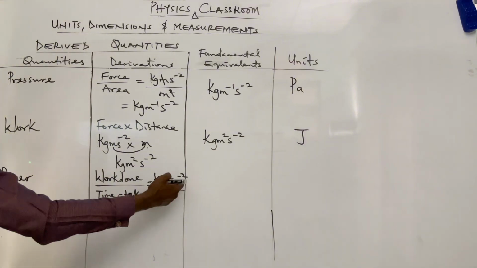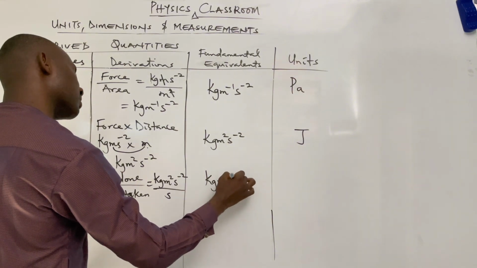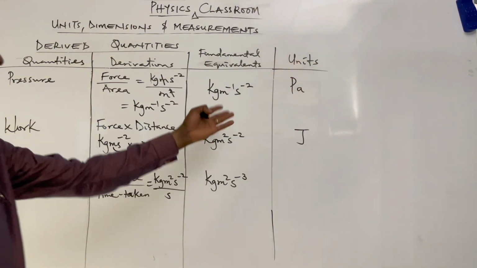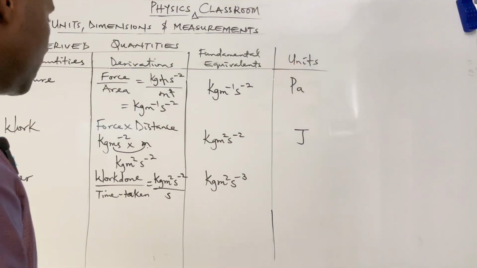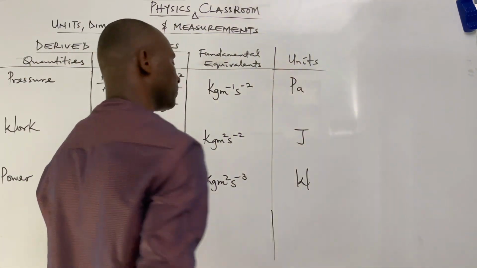So when this one comes up, we'll be having kg meter square second raised to the power of -3. And the universally accepted units for power is watts, W.